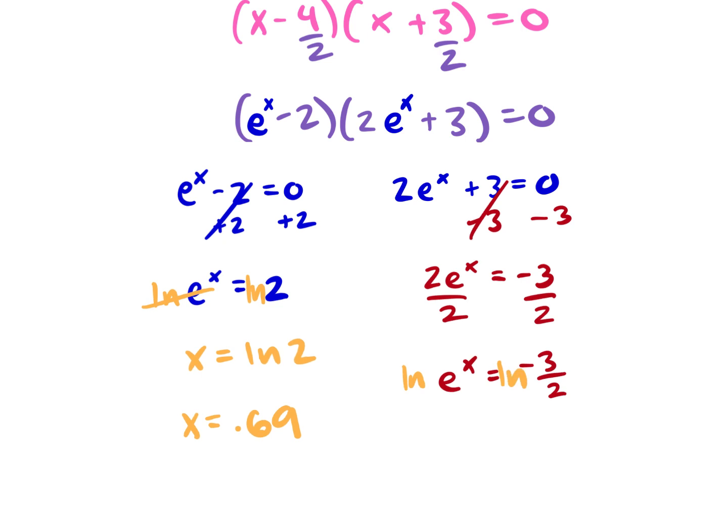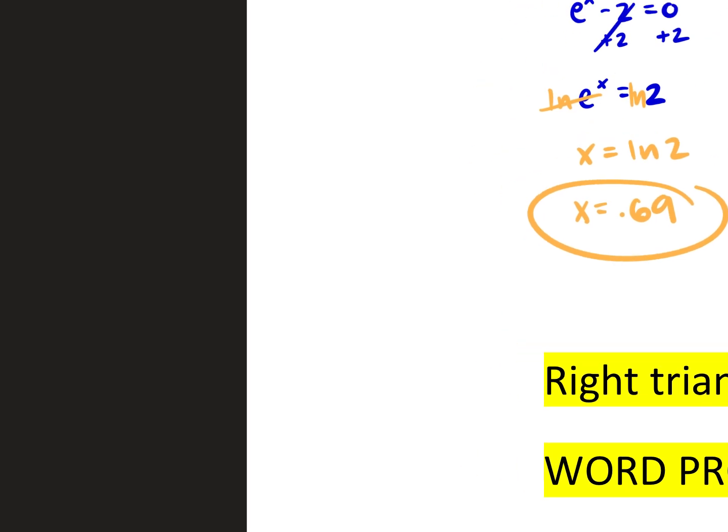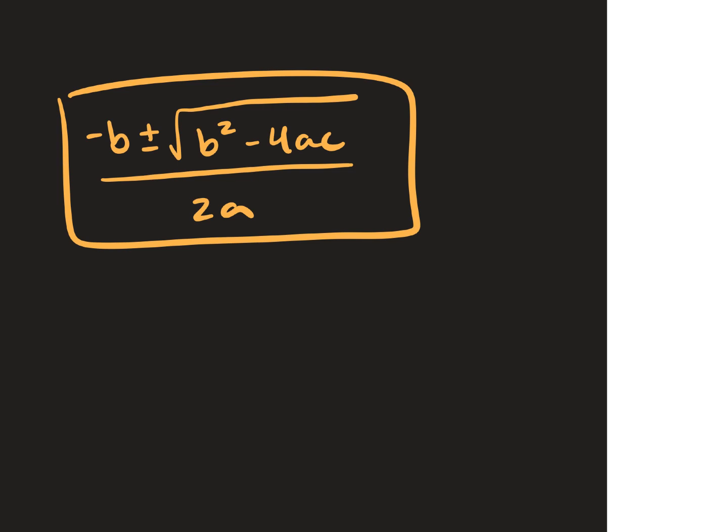What happens when you put the ln of -3/2 in your calculator? Error. So this one does not work. It does not work out. So we only have one answer. So make sure you know how to factor for tomorrow. If something doesn't factor, what do we have to do? Quadratic formula. Negative b plus or minus the square root of b squared minus 4ac. Perfect. Make sure you know the quadratic formula for tomorrow.